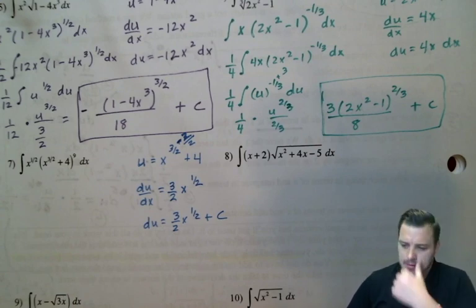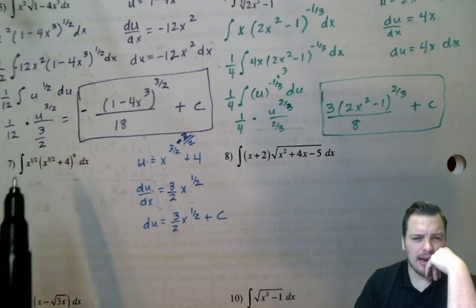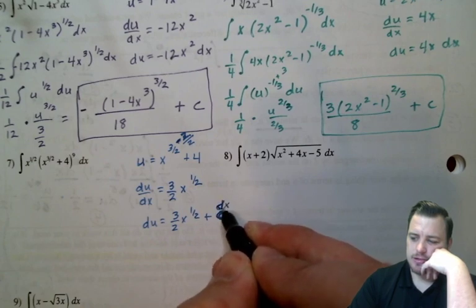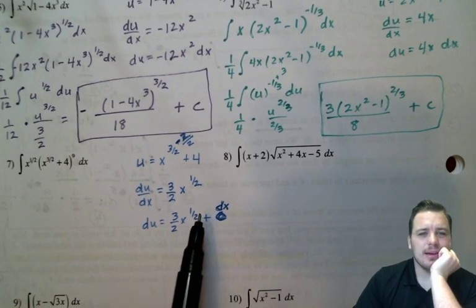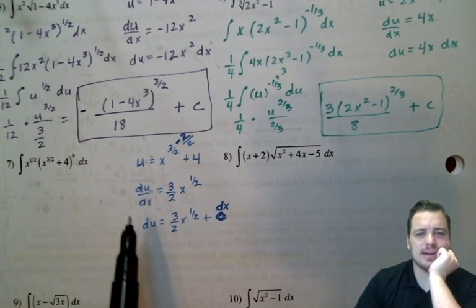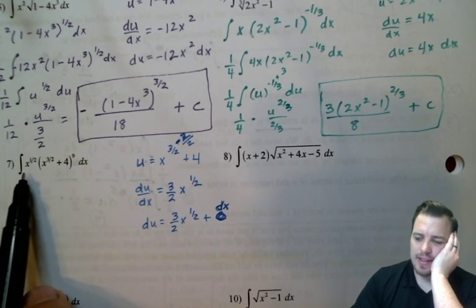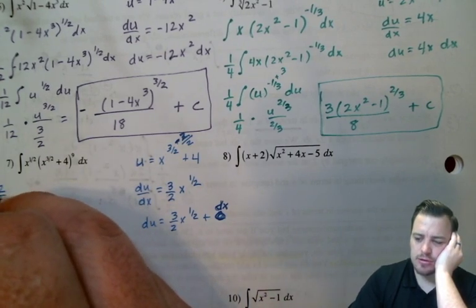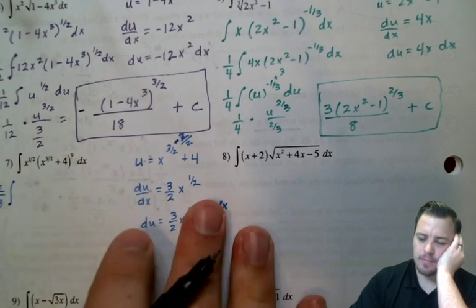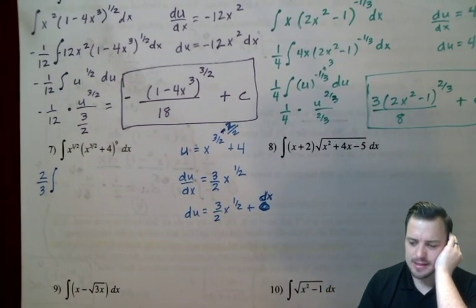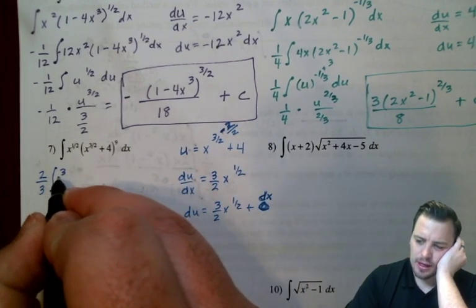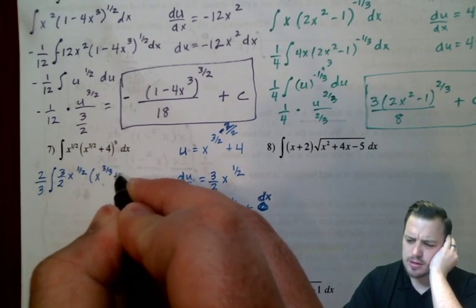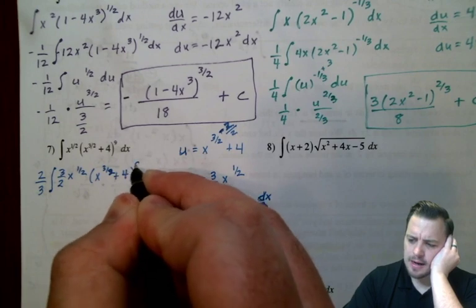So over here we have x to the 1/2. I said plus C, I meant dx. Sorry. So x to the 1/2 here, dx is there. I just don't have a 3/2 here. So I need to multiply the inside of the integral by 3/2 and multiply the outside by the reciprocal, which would be 2/3. So 2/3 antiderivative of 3/2 x to the 1/2 times x to the 3/2 plus 4 to the 9th power dx.